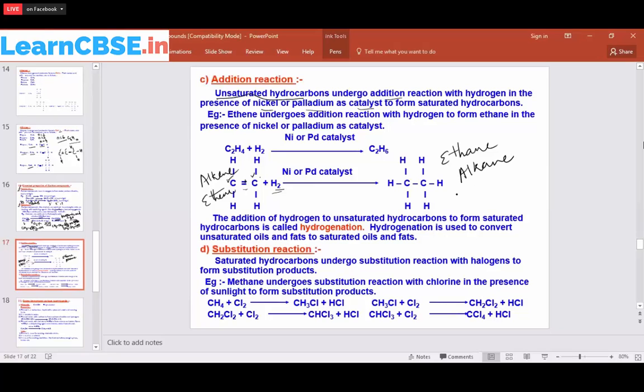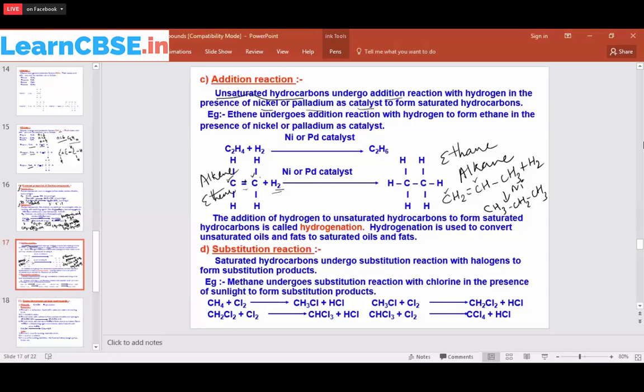Suppose we take propene. The propene formula is CH2 double bond CH CH3, plus H2, with nickel as a catalyst. One hydrogen will add here and one hydrogen will add here, so we have to remove the double bond. We get CH3, CH2, then CH3. We added one hydrogen here, so it becomes CH3, and one hydrogen here, so it becomes CH2, then CH3. So propene becomes propane.